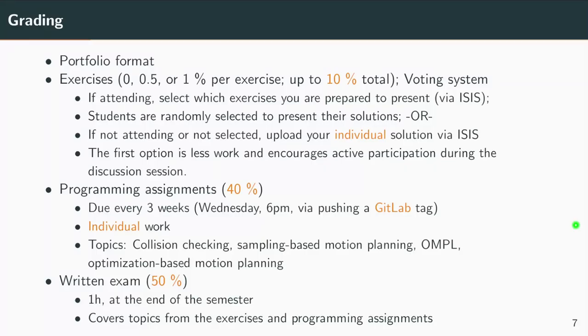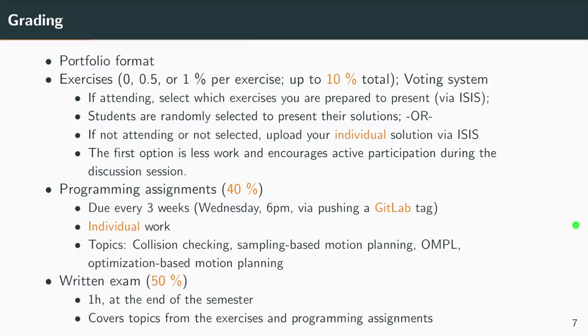Which also means that, let's say you worked on something, you go to the discussion session, and you're not selected to participate. Because it's a portfolio format, you still have to submit to gather points. If you're selected, then you're done.